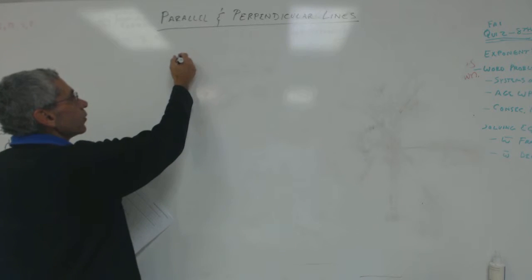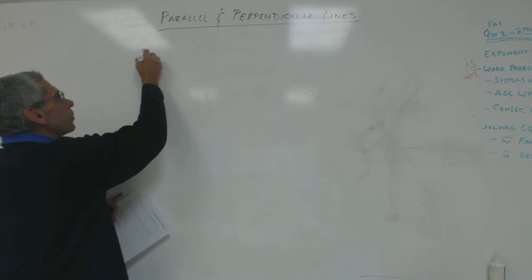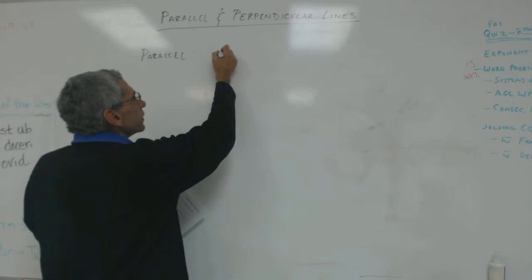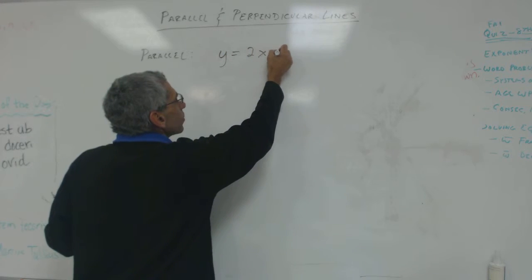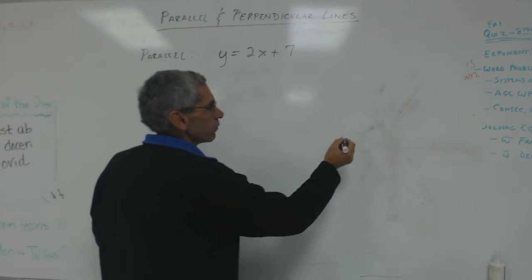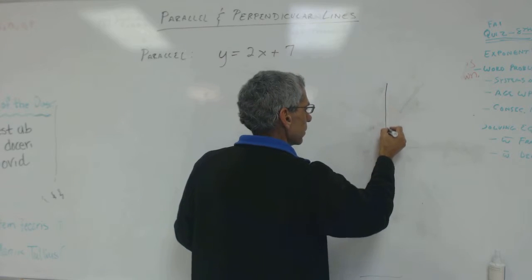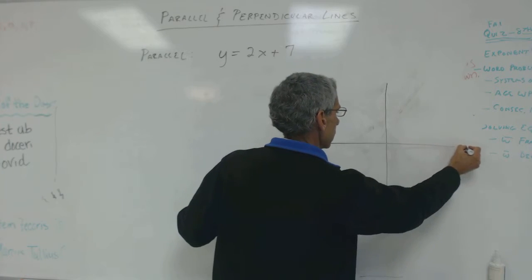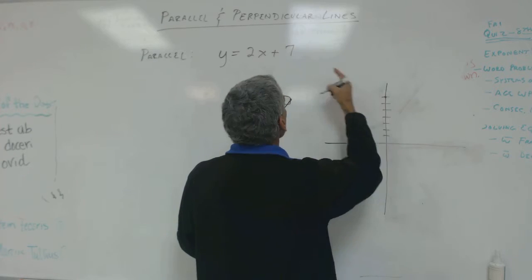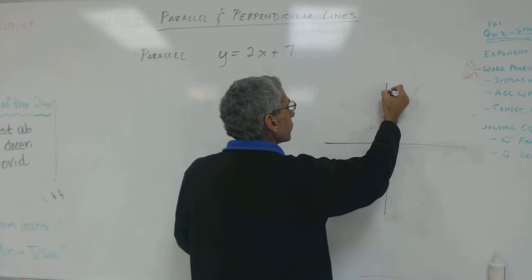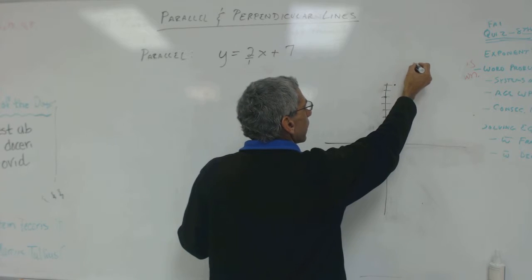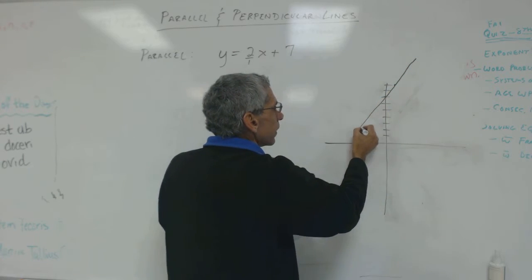Now, let's think about it. If I gave you a line, so first we're going to talk about parallel. If I gave you a line, I said y is equal to 2x plus 7. We'll even graph it on this messy board. So plus 7, I go 1, 2, 3, 4, 5, 6, 7, I put a dot. That's my y-intercept. And then I go up 2 over 1, put a dot, draw my line, and this is a lovely straight line.